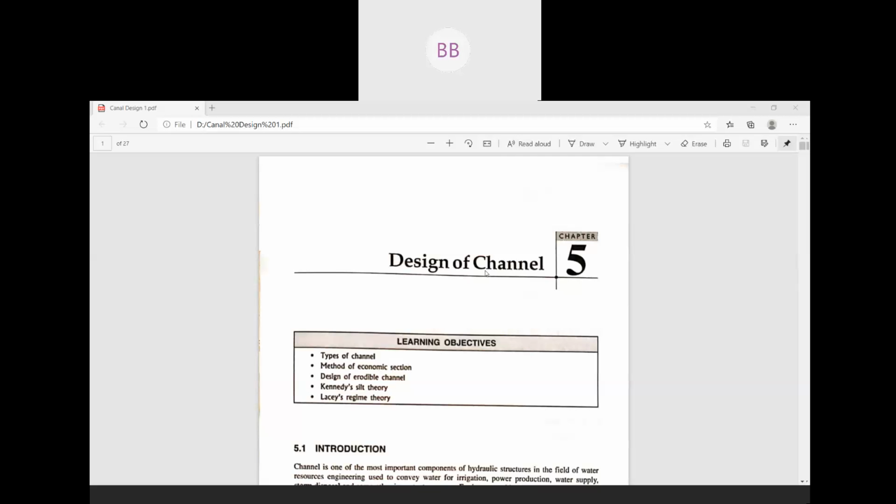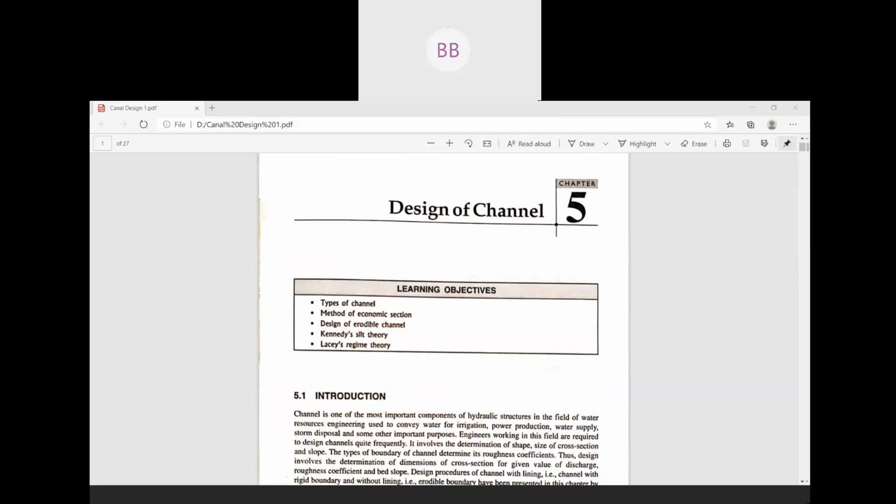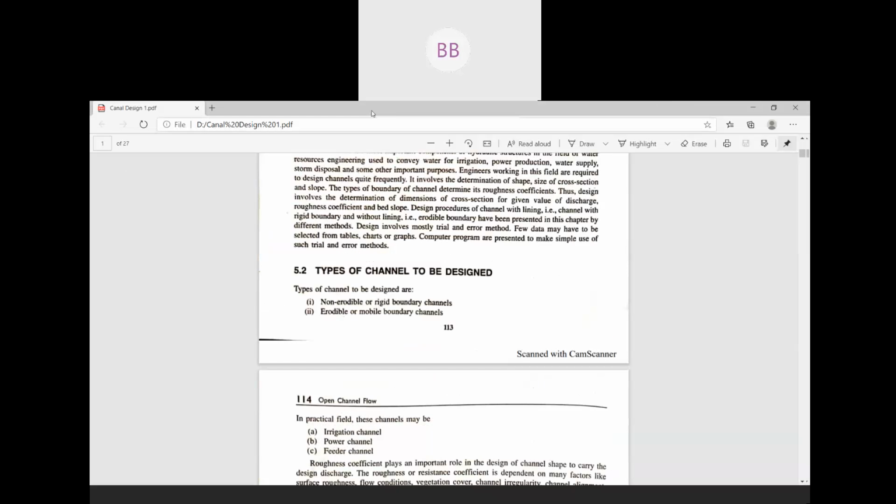So here, we have two types of channel. One is erodible and one is non-erodible, okay? You can see here, types of channel to be designed, we have two types. One is erodible or mobile boundary channel, okay? One is non-erodible or rigid boundary channel.